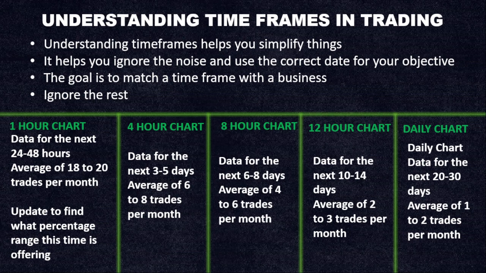So you can take a screenshot of this and try to memorize it on your own. Just know that on the 1 hour time frame, you are getting data for 24 to 48 hours, and you're expected to take or see opportunity to trade the market for like 18 to 20 times in a month. 4 hours, you get data for 3 to 5 days, and you can take up to 6 or 8 trades a month. The 8 hours time frame, you get 6 to 8 days of data, and you get 4 to 6 trades per month.